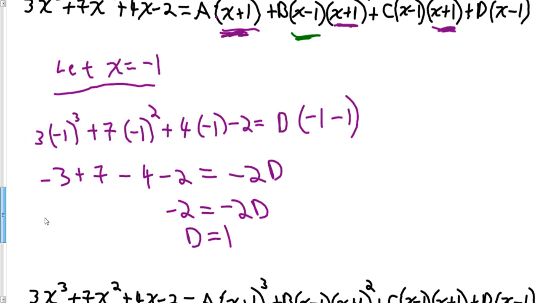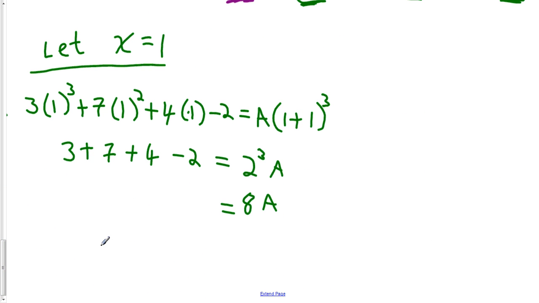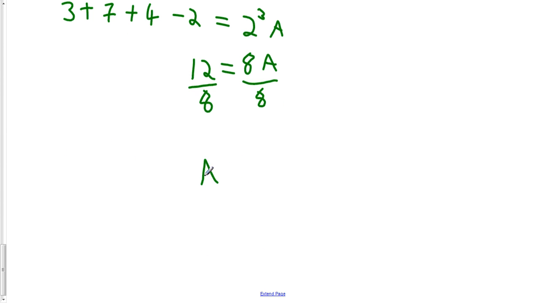All right, so no, I didn't copy correctly. And I get 13, let's see, 7 plus 3 is 10 plus 4 is 14, and then 14 minus 2 is 12. So I get here a 12. And then in order to find a, I divide both sides by 8. And I get a then is equal to, looks like 3 halves.